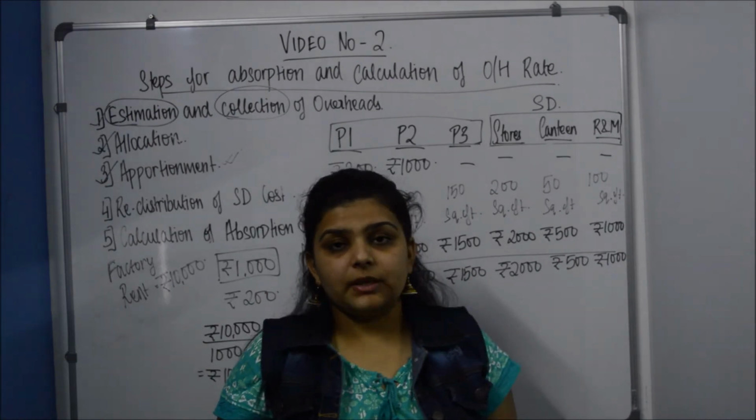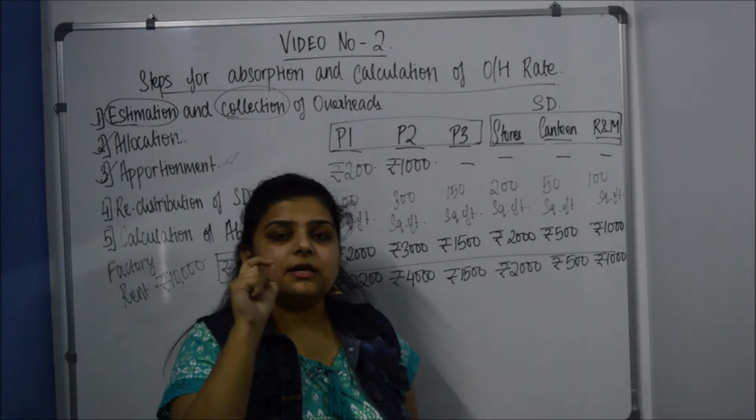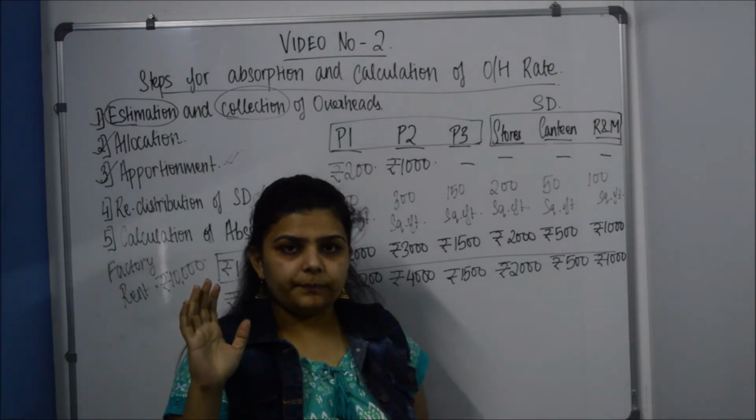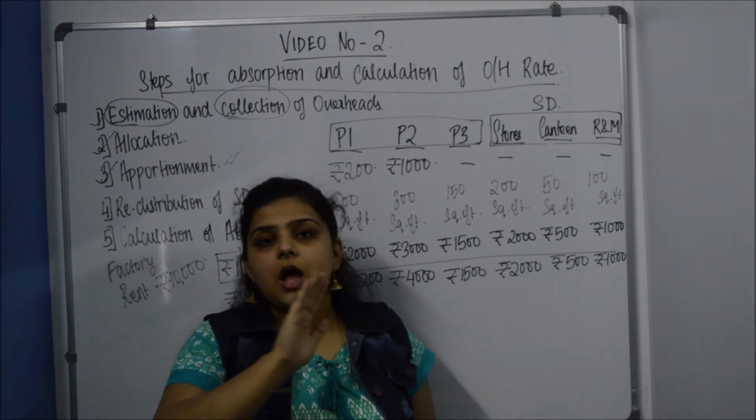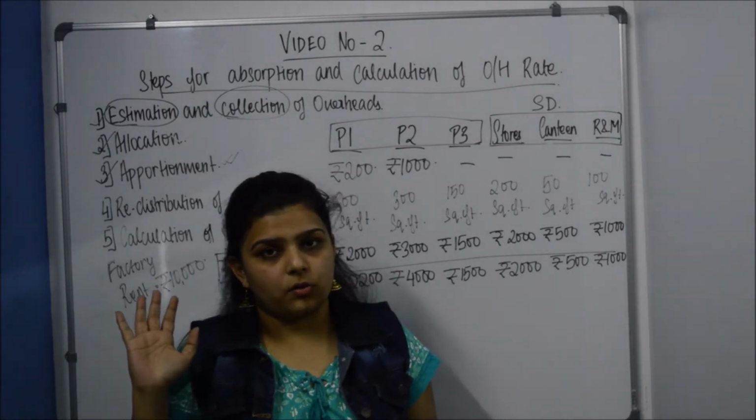Second example, let us say I am a homemaker and my personal expenses are rupees 10,000 per month. Since I am a homemaker, I am not earning anything, nothing is coming into my bank account.